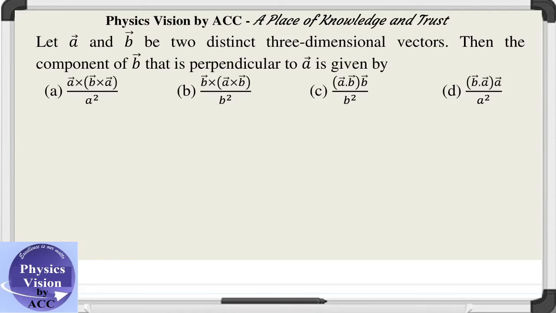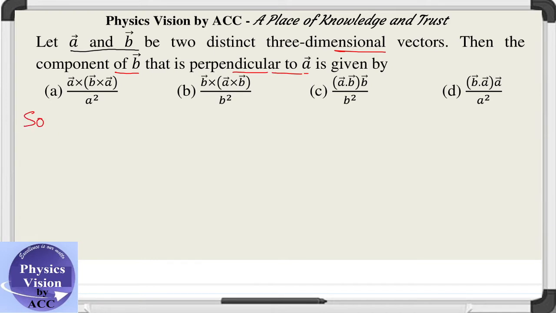So welcome back, dear students, to Physics Vision Classes, and the given doubt is: let A and B be two three-dimensional vectors and we need to calculate the component of B that is perpendicular to A.